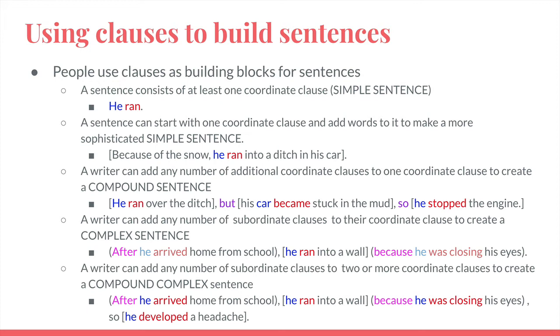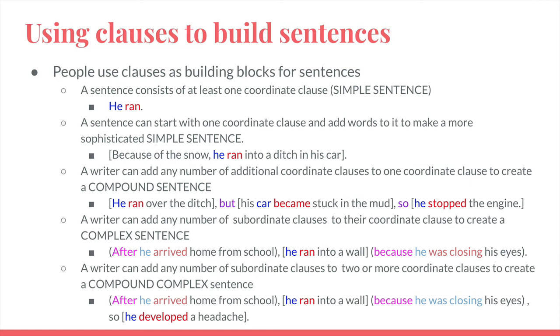For example, after he arrived home from school, he ran into a wall because he was closing his eyes. Okay, here we have a subordinate clause at the beginning of the sentence, after he arrived home from school. It begins with a subordinating conjunction, after, which is highlighted in pink. And it contains a subject and predicate, but not the subject and predicate of the sentence because it's not in a complete section. Then you have your complete section. He ran into a wall. It has a subject, a predicate, and a complete thought.